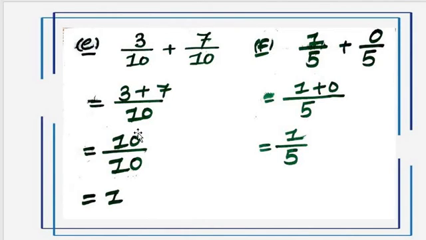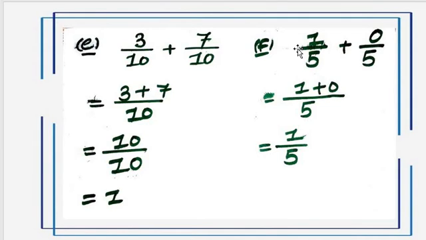So the answer is 10 upon 10. Understood? I hope you all have understood, my dear students. So 10 upon 10 is equal to 1. In the last lecture I told you that 10 ones are 10. Understood? Now we move on to the next question.